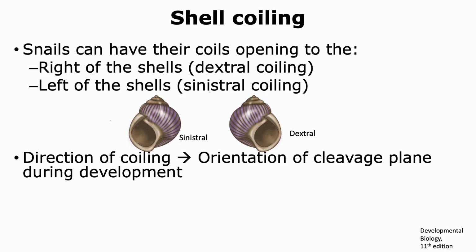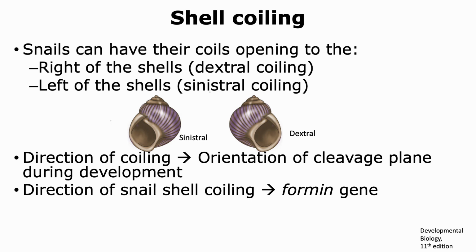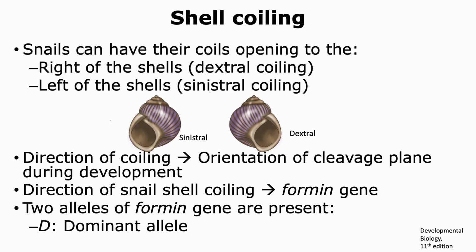Now the direction of coiling, whether it is dextral or sinistral, depends on the orientation of the cleavage plane during embryonic development. We now know that the direction of the snail shell coiling is controlled by a gene called the Formin gene, and there are two alleles of the Formin gene. The dominant allele is given by the letter capital D, and the recessive allele is given by the letter small d.